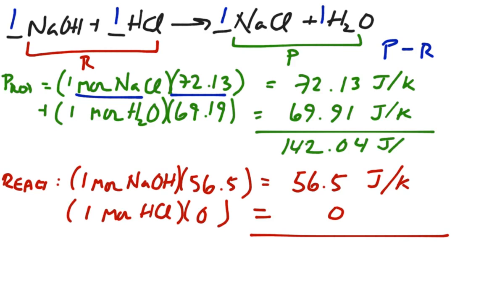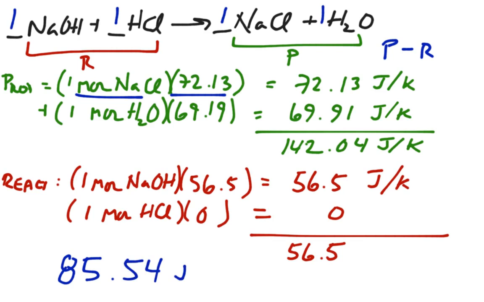joules per Kelvin. That is the measure of disorder of our products. The measure of disorder of our reactants is 56.5. When we take our products in green and subtract our reactants in red, we find that we come out to a final entropy value of 85.54 joules per Kelvin. Because this is a positive value, we can state that the products are more chaotic or more disordered than our reactants. Therefore, we have increased in terms of our disorder in our process.